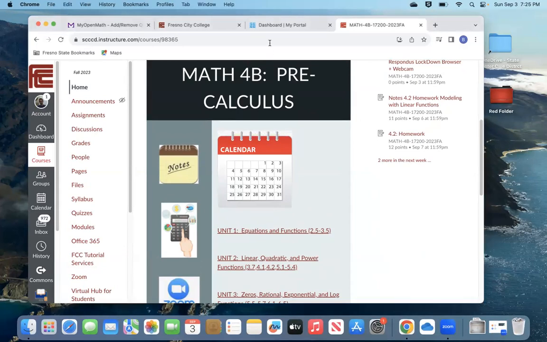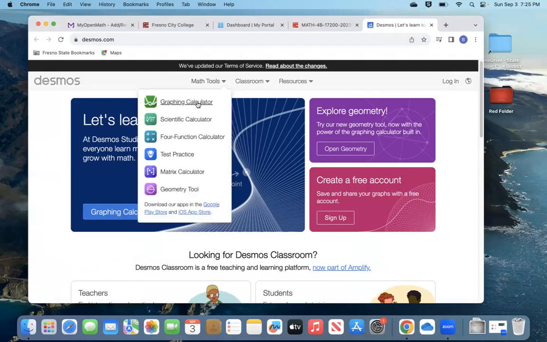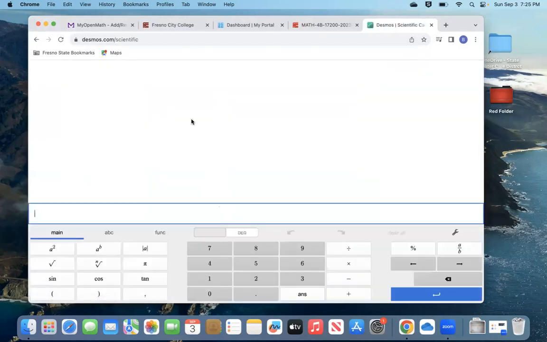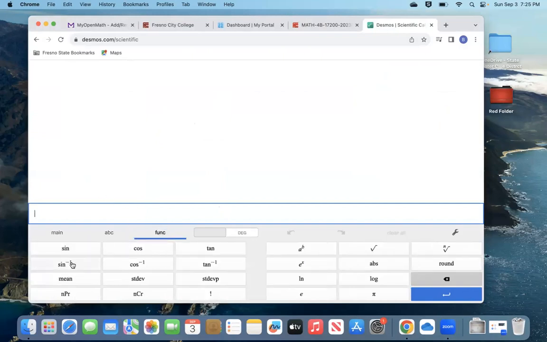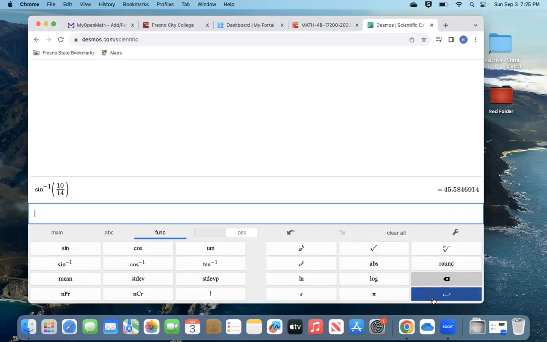Click, there we go. It opens up a new tab, Desmos. Right at the top, there's Math Tools. Click on Math Tools. Come on down, Scientific Calculator. There it is. What we want is sine inverse of 10/14. So I'm going to go to Function. Click Function. There's sine inverse, and it's 10/14. Type in 10 divided by 14. I'm going to hit Enter.